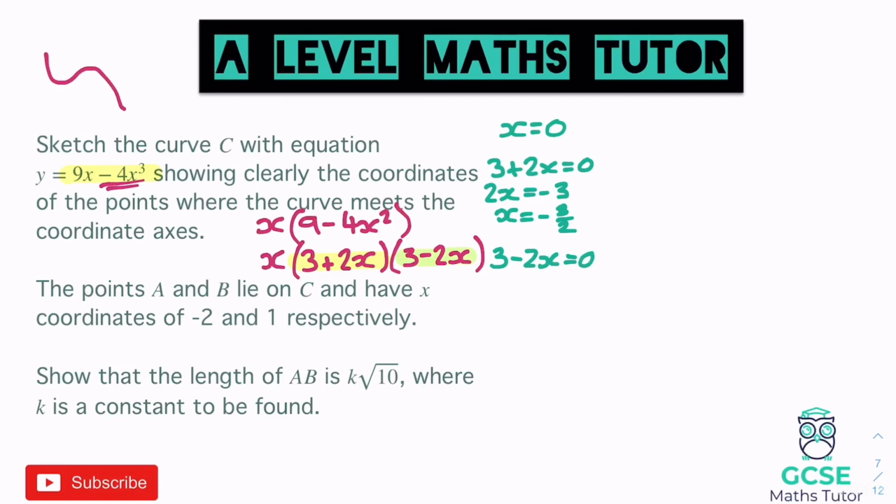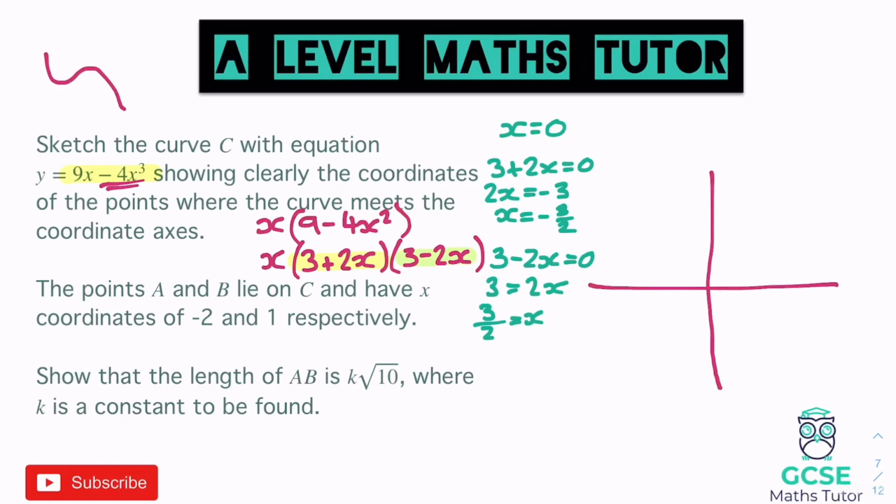Add the 2x to the other side. 3 equals 2x. Dividing by 2, 3 over 2 equals x, or 1.5. So there we go, we can draw these on. We've got a bit of working out there. Obviously you might just be able to do those without the working out, and that's fine as well. But I'm just going to stick with the working out and draw this in.